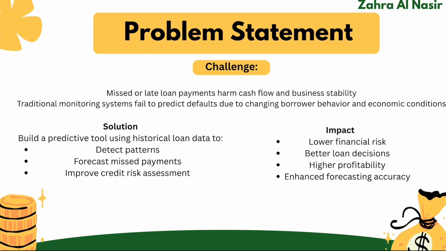For the problem statement, we know that people may not pay their loans on time, which can hurt the business's money flow and the trust in their system. Old methods don't work well anymore because they can't keep up with the changes in people's behavior or even the economy. So we need a better, smarter way to find the risks early and avoid big losses.